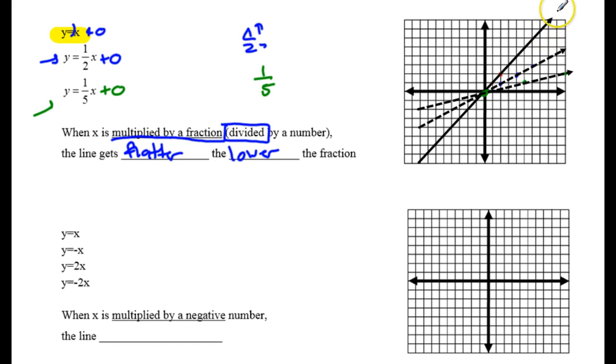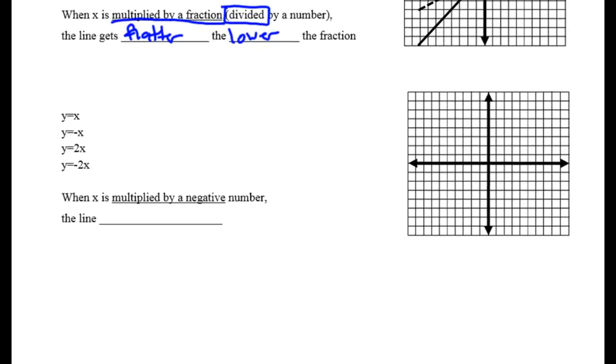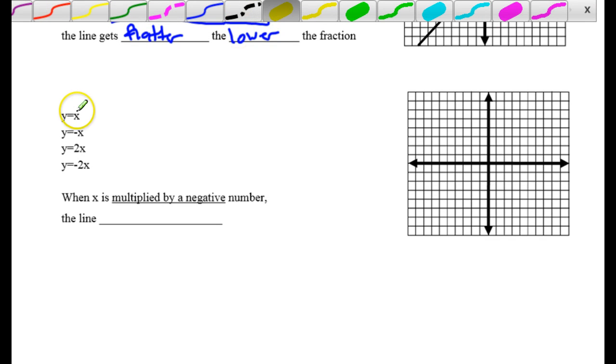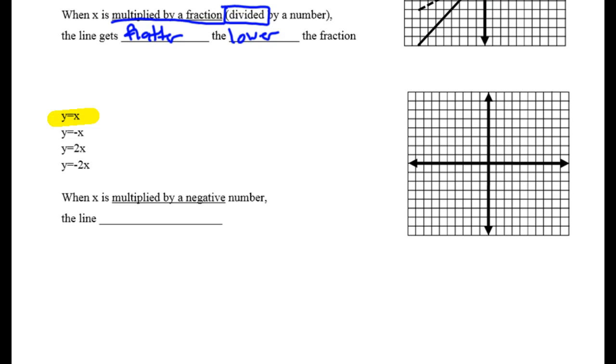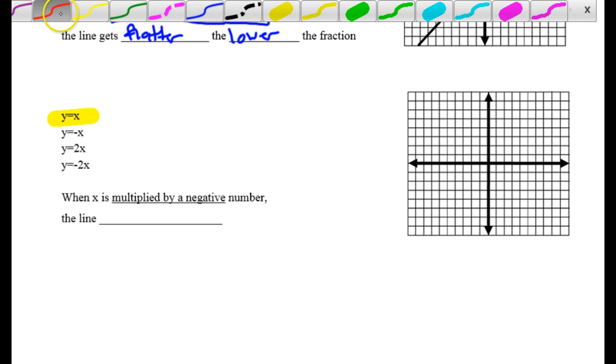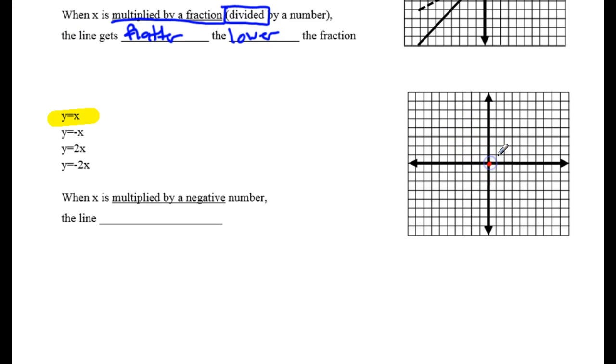So think about it. Here was the parent, slope is 1. And then we cut the slope in half, 1/2. So it's flatter. And then we cut it to 1/5. It's even more flat. It's getting closer to 0. It's getting closer to being flat. Okay? Alright, last type of transformation. Once again, here's the parent graph. Y equals x. That is the intercept of 0, slope of 1.